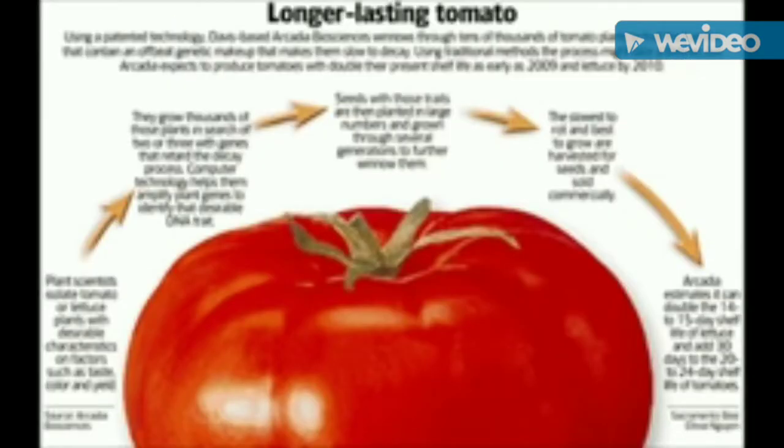This diagram shows the process to produce tomatoes with double their present shelf life. The scientists isolate the tomatoes with characteristics such as taste, color, and yield. They grow more of the tomatoes to look for the genes. The seeds are then planted and grown for several generations.